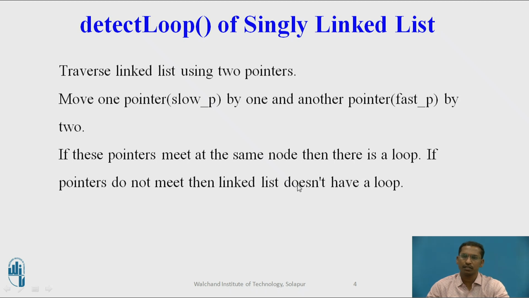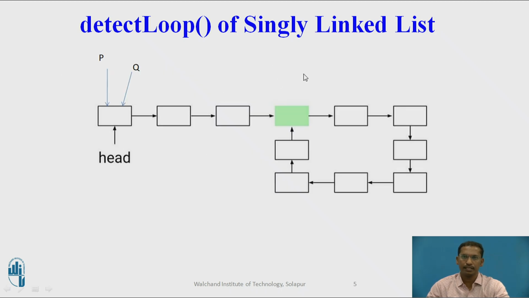We call this approach the tortoise and hare approach also, where we are using two pointers. One pointer will move one step ahead in each step, and the other pointer will jump to the next to next node like this. We will see a diagrammatical representation.